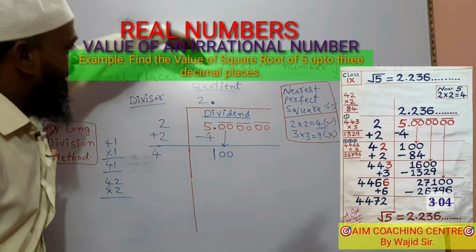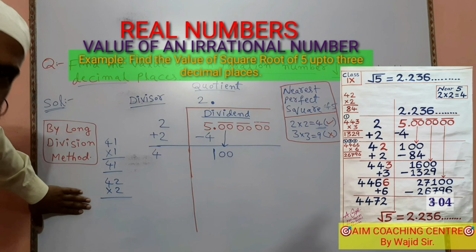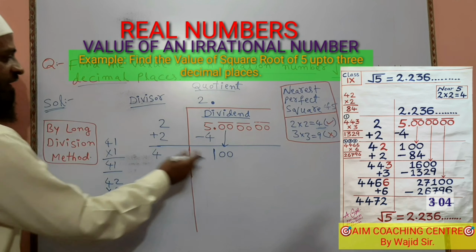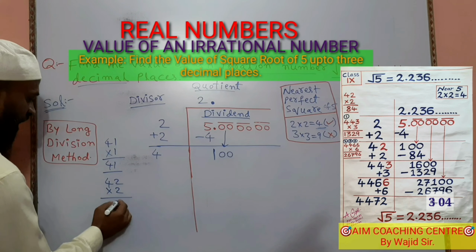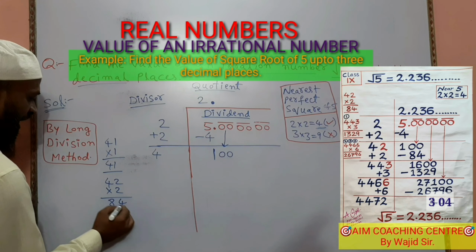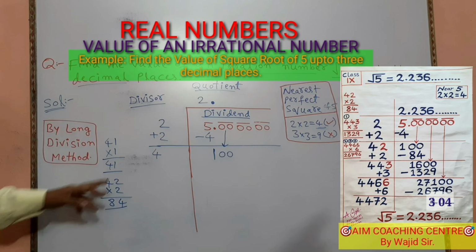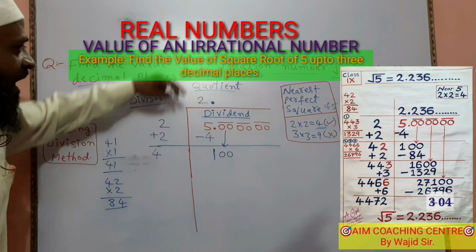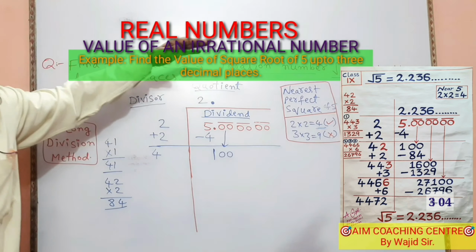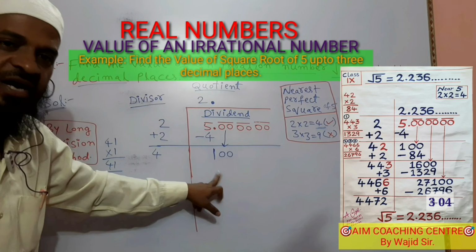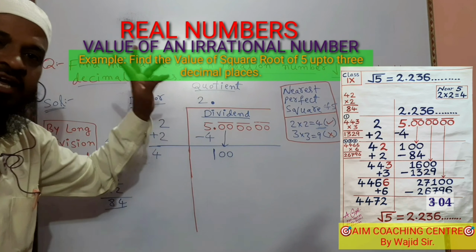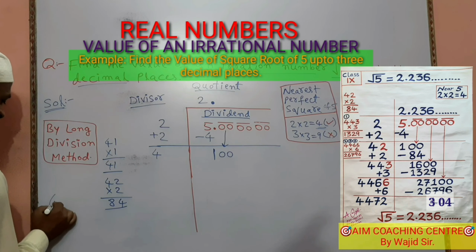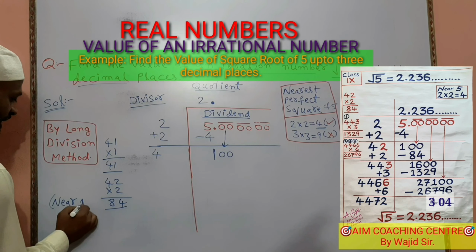We have to take the quotient also and multiply it with that number for the dividend. 2 4s are 8, we got 84. If we take 2 with 4, we get 42, and if we multiply by 2 in the quotient also, we get 84. 84 is near to 100.